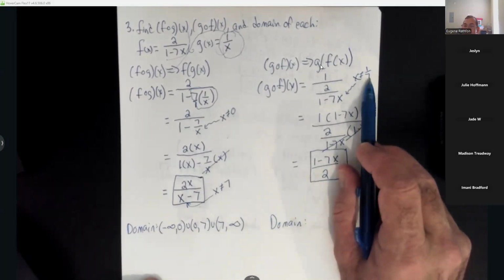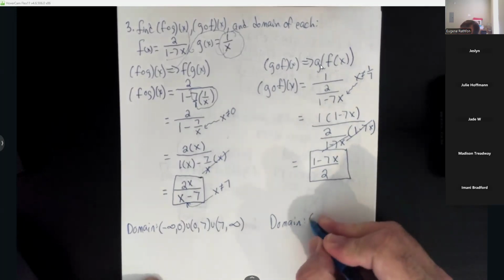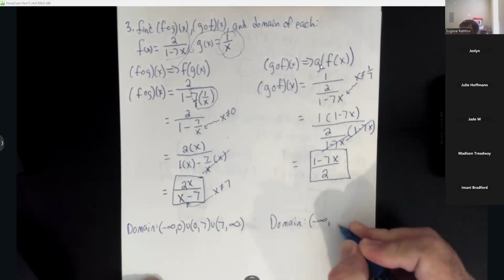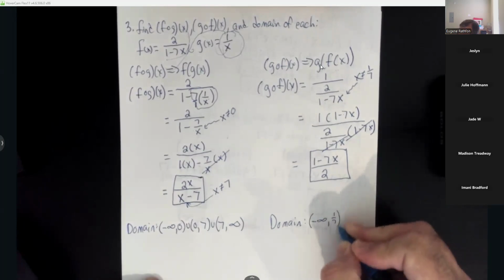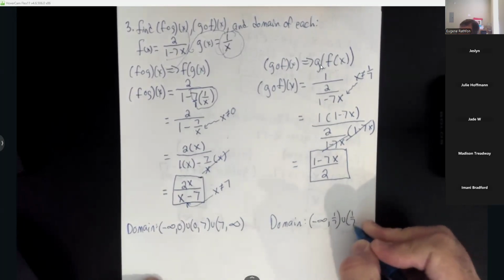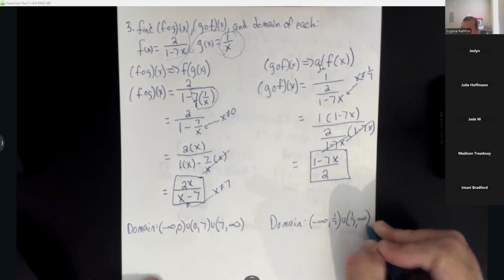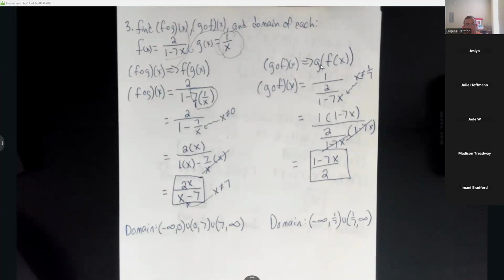Over here, all I got to do is kick out the 1/7. So my domain will go from negative infinity to 1/7, union 1/7 to positive infinity. Okay, y'all, and then on that one, they actually do like an A, B, C, D answer.